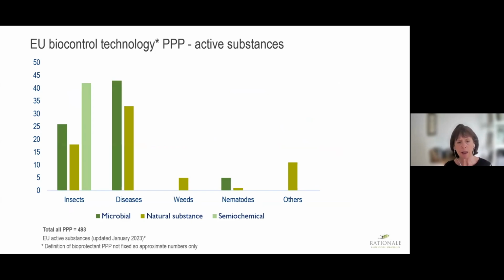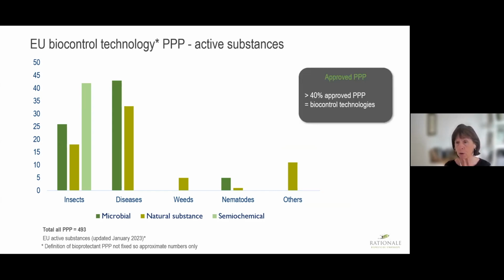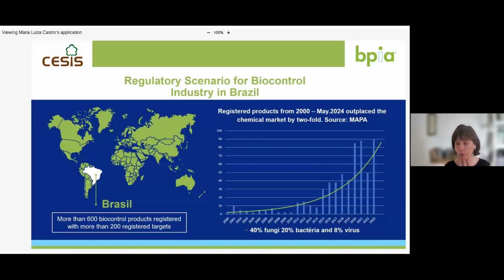And if we take something like the EU, of about 500 plant protection products that are registered in the EU, nowadays over 40% of those are what we'd call the biocontrol technologies. So there's a lot of technology out there. And if we take the example of Brazil, which is a really lovely example, they've got more than 600 biocontrol products registered for over 200 targets.